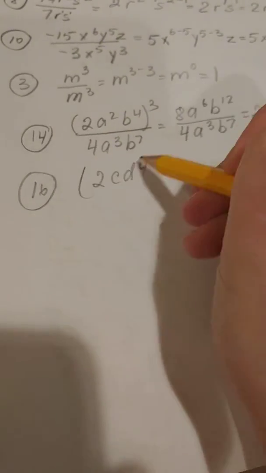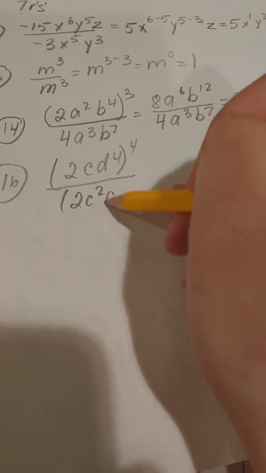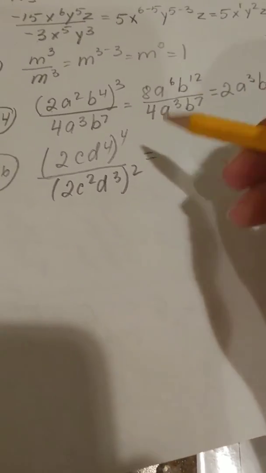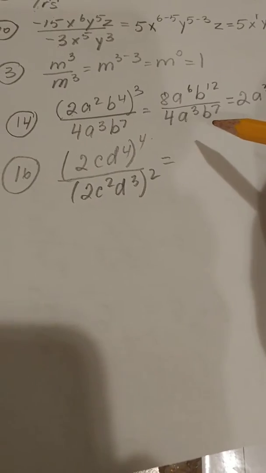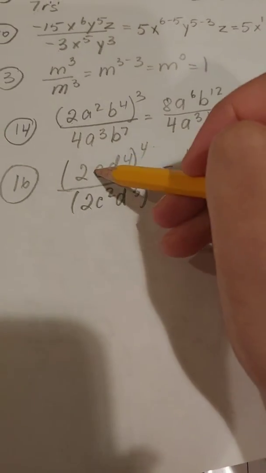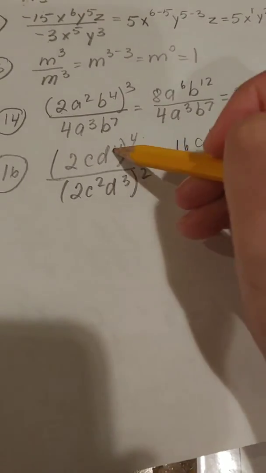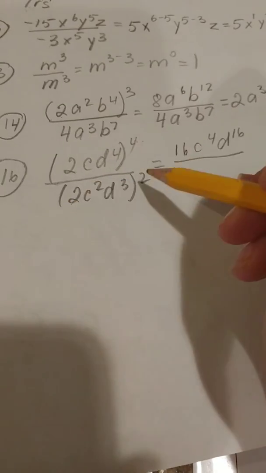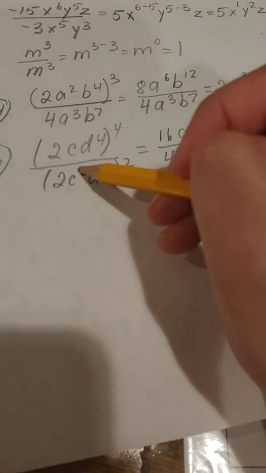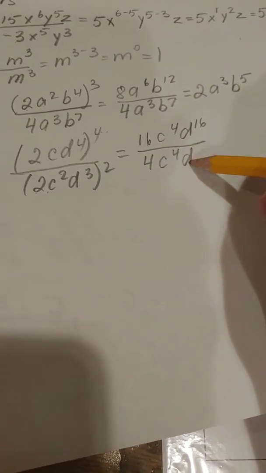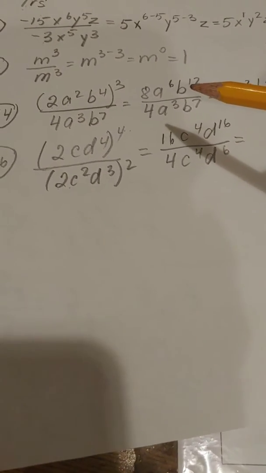2cd to the 4th power raised to the 4th power, over 2c squared d to the 3rd power squared. So 2 to the 4th power is 2, 4, 8, 16. So it's 16. C to the 4th power, d to the power 16, because 4 times 4 is 16. And then 2 squared is 4. C squared is c to the 4th power because 2 times 2 is 4. D to the 6th power.